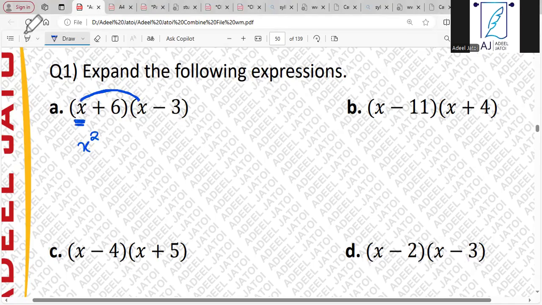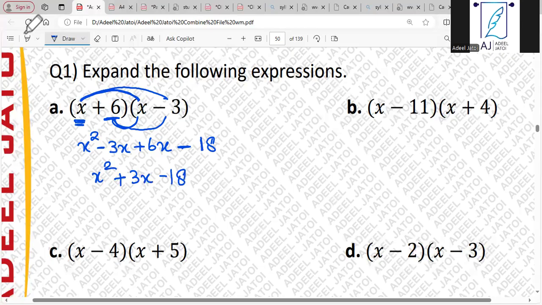When this x is being multiplied with minus 3, you get minus 3x. Then plus 6 multiplied by x, you get plus 6x. And now plus 6 multiplied by minus 3. So plus minus becomes minus. 6 into 3 becomes 18. So x square minus 3x plus 6x becomes what? Minus plus is minus, 3 minus 6 is 3, but sign of the greater number. So this is plus 3x minus 18 will be your answer.